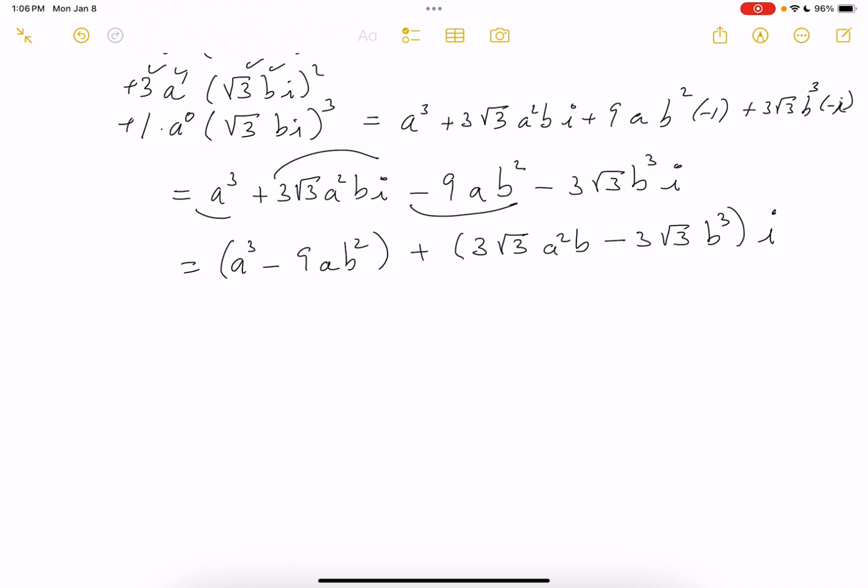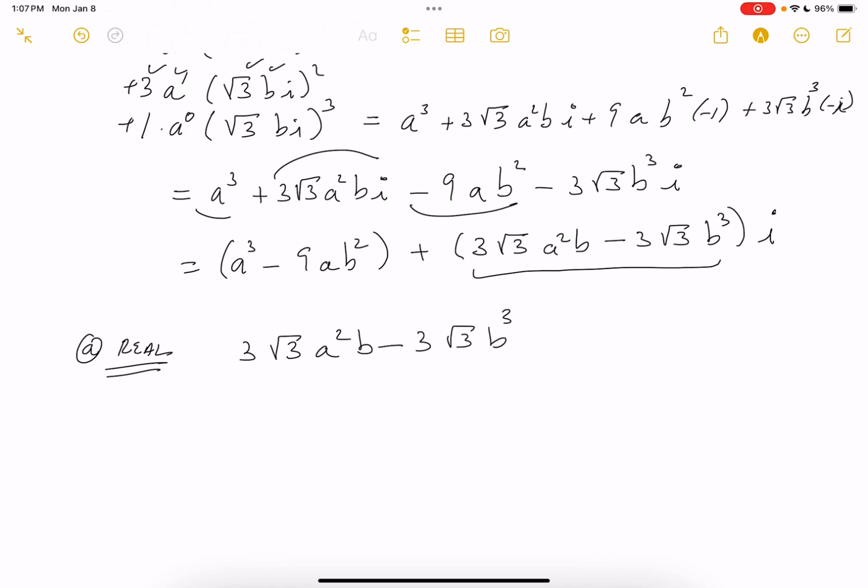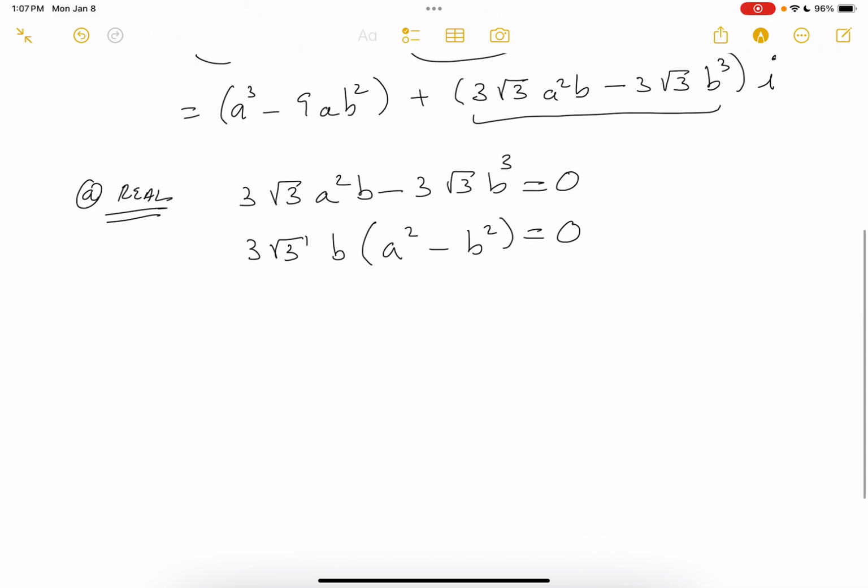They want it to be just a pure real number. For that to occur, this would have to be equal to 0. So 3 root 3 a squared b minus 3 root 3 b cubed would have to equal 0. The way I'm going to do that, I'm going to factor out a 3 root 3, and I'm going to factor a b out. And what do you get? You get a squared minus b squared, and that has to be equal to 0.